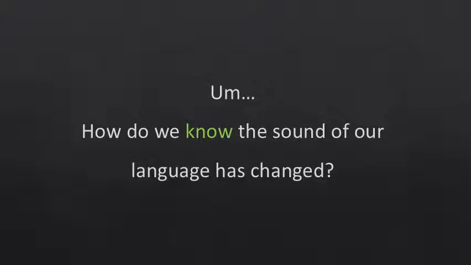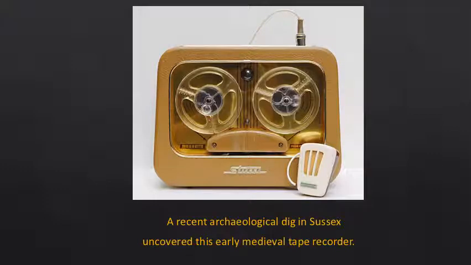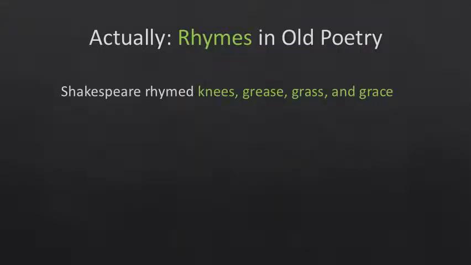By the way, good epistemological question. Epistemology is, how do you know what we think we know? How do we know the sounds of language changed? If you're clever, you've been wondering that for a few minutes. The answer is actually this contraption. There's a dig in Sussex, an archaeological dig, and they found this early medieval tape recorder. No, I'm pulling your leg. I like to do that if you've not noticed. That's not how we know about ancient pronunciation. Rhymes are how we know about ancient pronunciation. It's one way, at least.